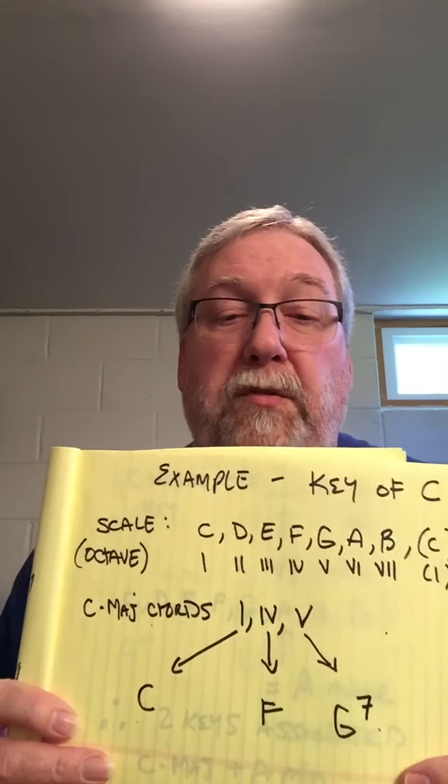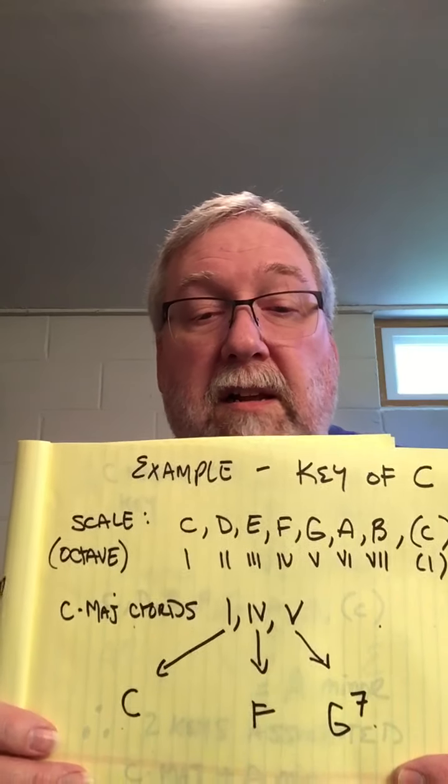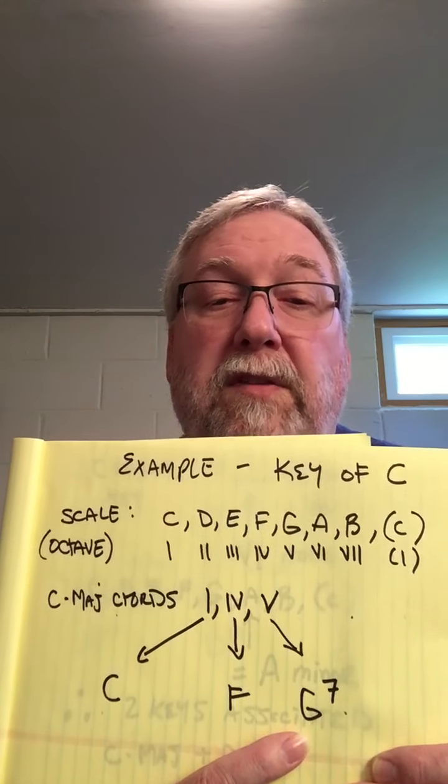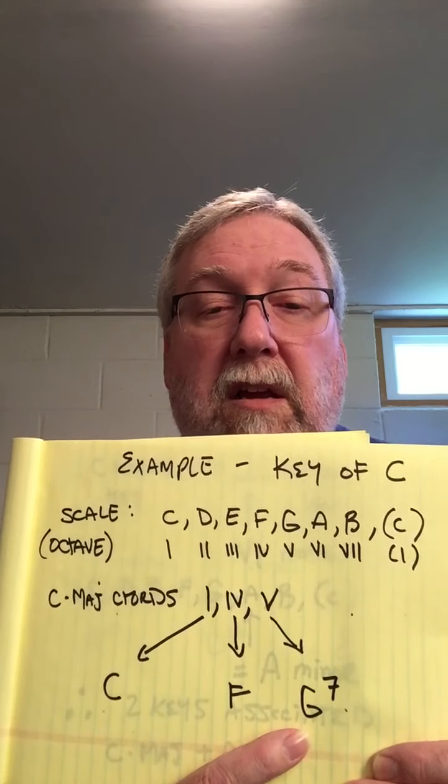So the 3 main chords in the key of C major are going to be our C major chord. The 4 chord will be an F major chord, and then the 3rd chord in that key is going to be the 7th of the 5th note, which is a G. So in C major, our 3 main chords are C major, F major, and G7.